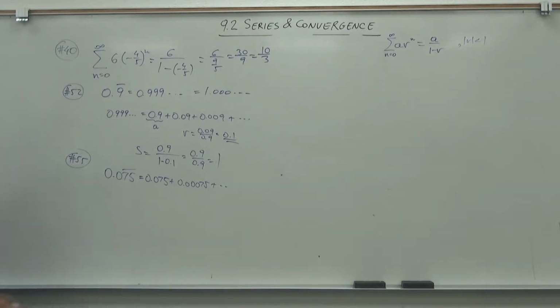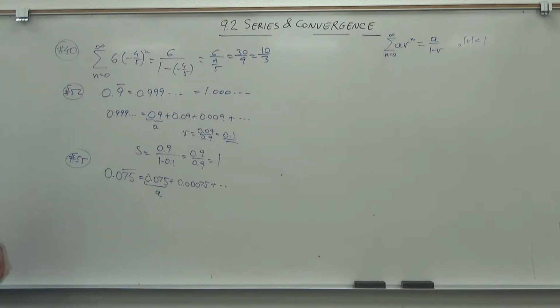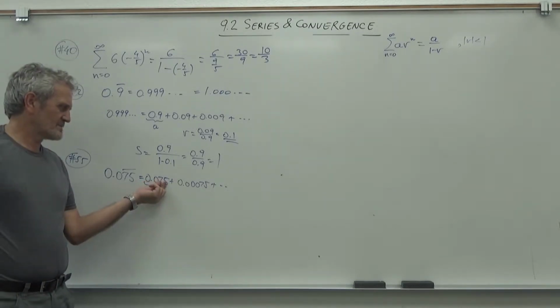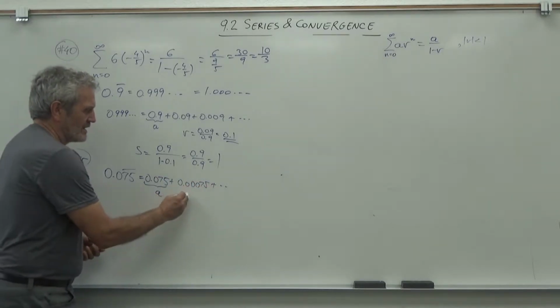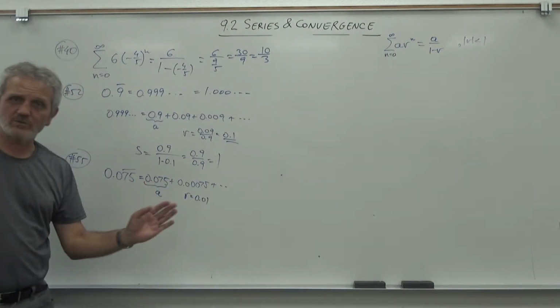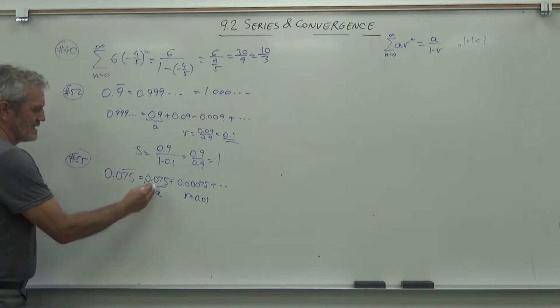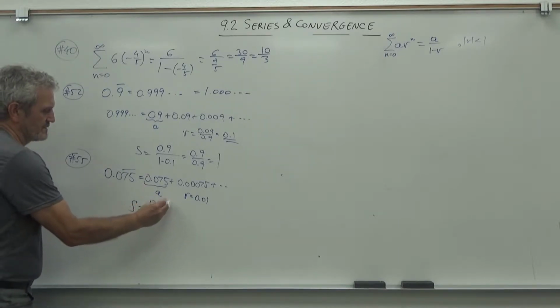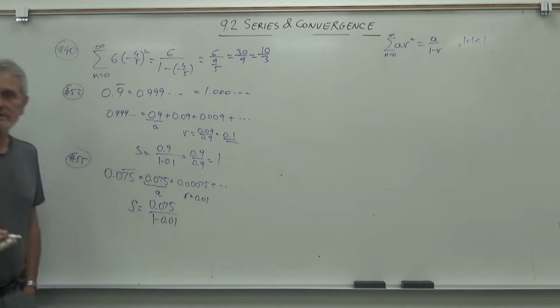So then, the same reasoning, this is your A. But the difference is, since the numbers 7 and 5 were replaced by 0, 0, and then 7, 5, your R is now 0.01, because our 7, 5 was pushed by 2 digits to the right. And that's it. So now S equals A, which is 0.0075, over 1 minus 0.01.